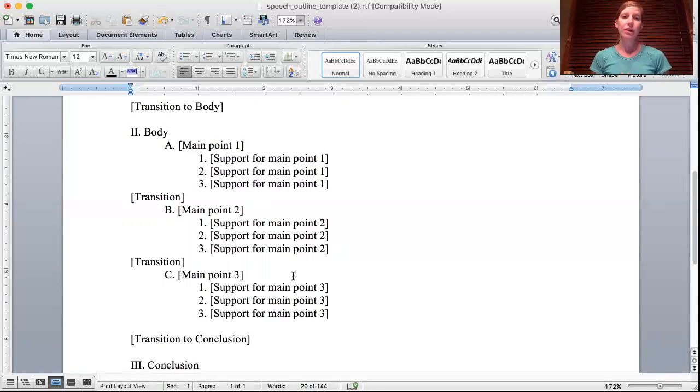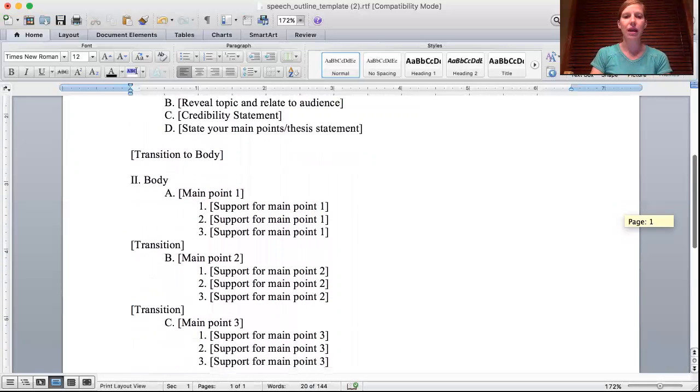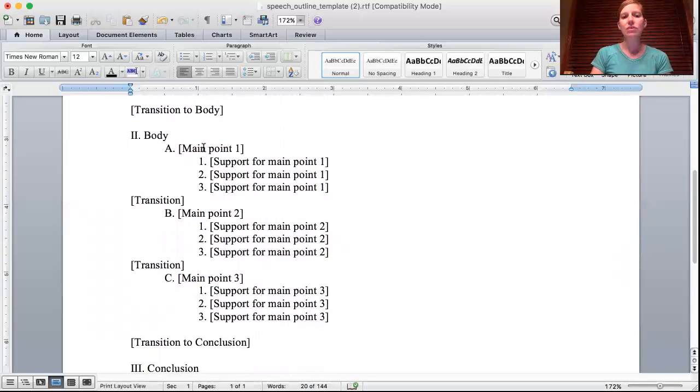And there are several ways we can organize the main points. So domestic cats is a really, really broad topic. And I chose this on purpose because there's a lot of different ways we could go with this. So we could talk about the history of domestic cats. Then we would really want to make probably our specific purpose to inform my audience about the history of domestic cats. But then it would be really easy to organize our main points. We're talking about the history.